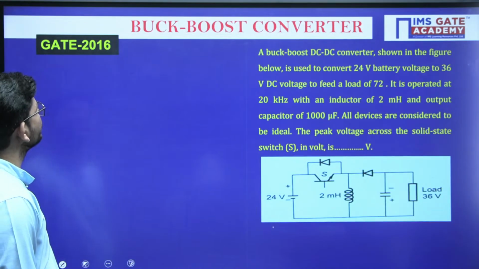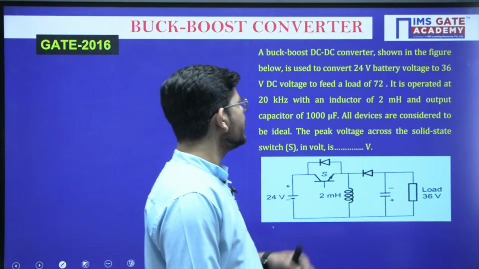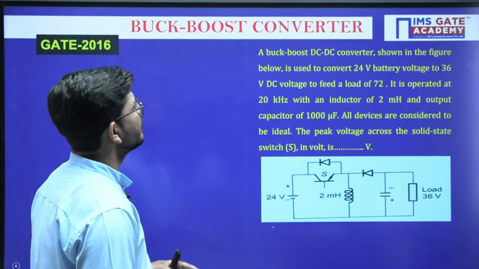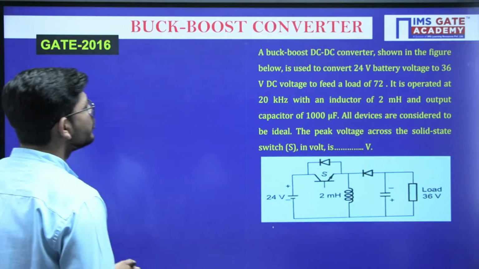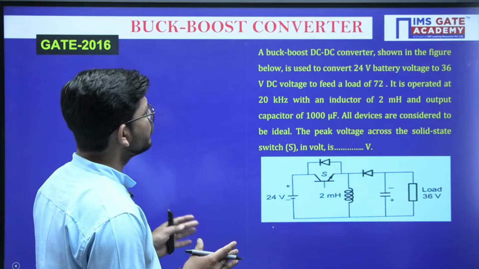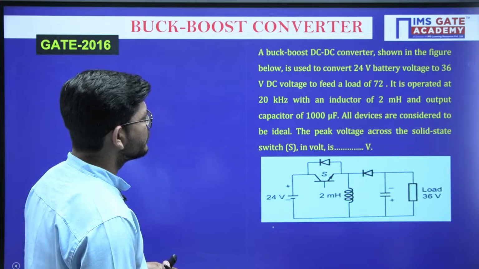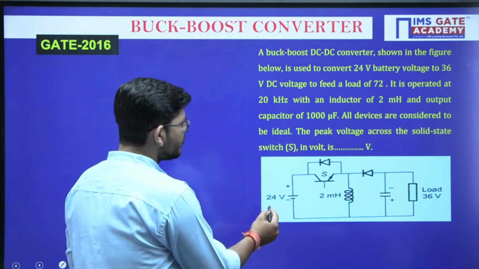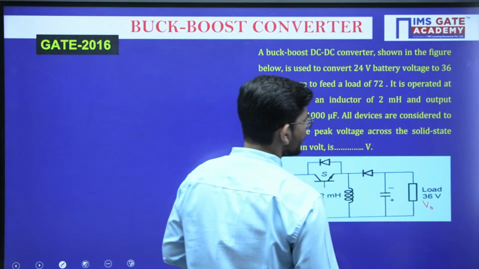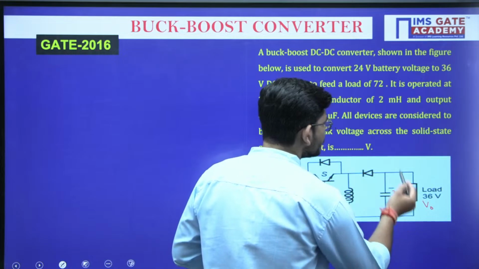Now focus on this. This was a part of GATE 2016 and it is my favorite one. So what has been given in this question? A Buck-Boost DC to DC converter shown in the figure below is used to convert 24 volt battery voltage to 36 volt DC. So input voltage Vs is given, output voltage V0 is given. If this is 36 volt, the same we will be having across the capacitor as well.